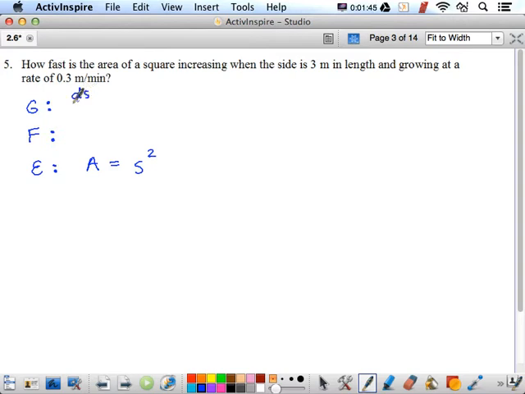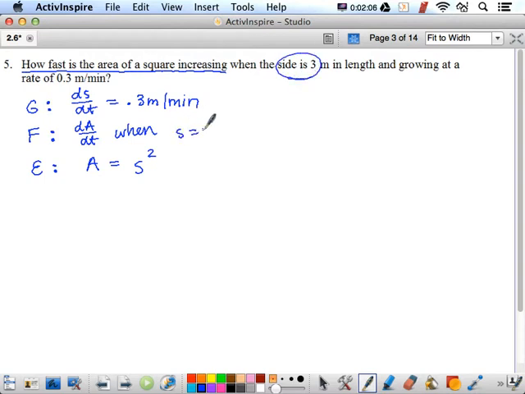So we have ds dt is positive because it's increasing 0.3 meters per minute, and we are being asked to find how fast the area is increasing. So we're being asked to find dA dt when what? When s equals 3 meters.